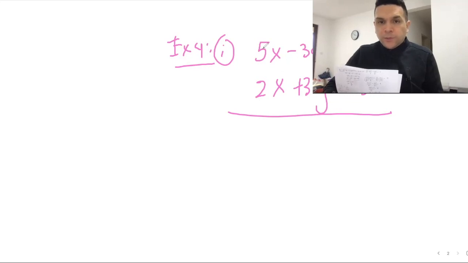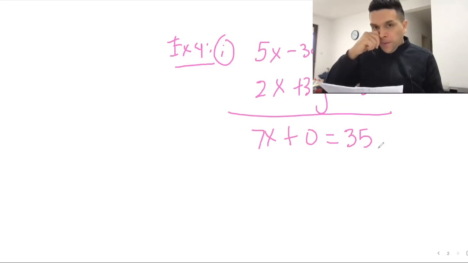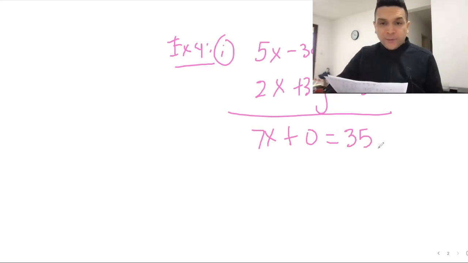So if I combine these two, I'm going to get 7x plus 0, right, equals 35, right? Now I just divide by 7.